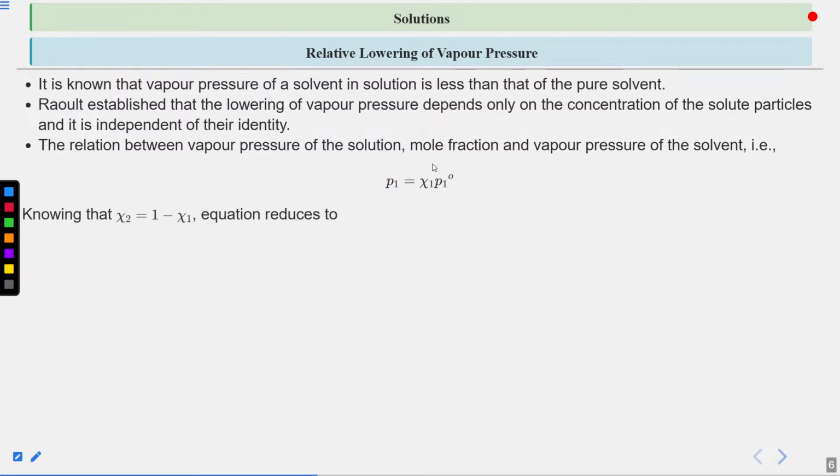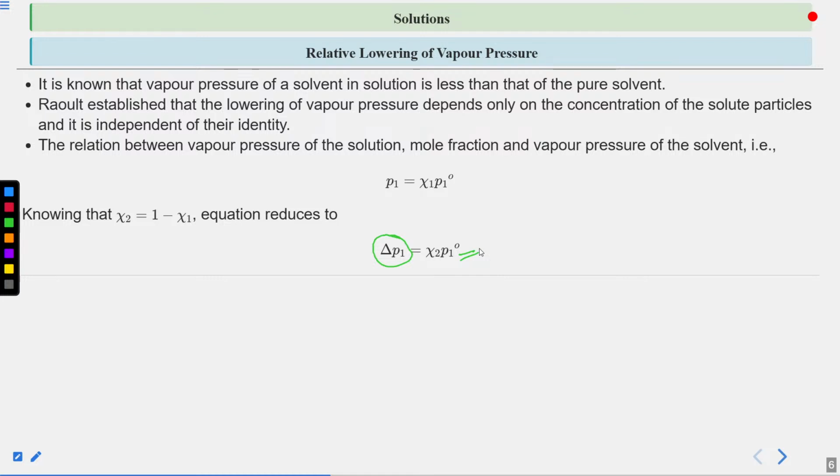Now, if I try to do it for a binary solution, then we know that chi2 plus chi1 is equal to 1. Then chi2 will be equal to 1 minus chi1. We know very well that the summation of all the mole fractions in a given solution is equal to 1. From that we have derived this equation. Now if you put it here, you will get delta P1 equal to chi2 P1 naught. Again, remember students that the pressure due to the solvent 1 will be the pressure of the solution as well, because our solute is non-volatile in nature.